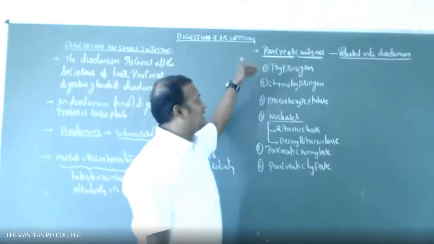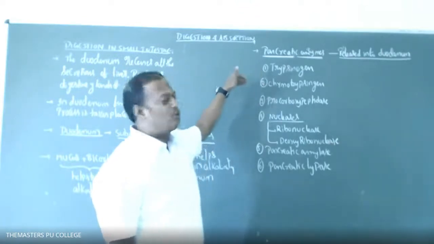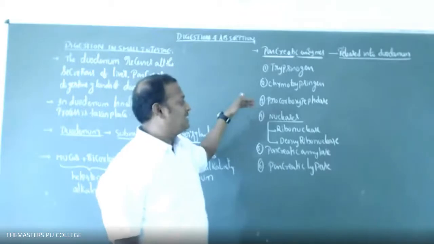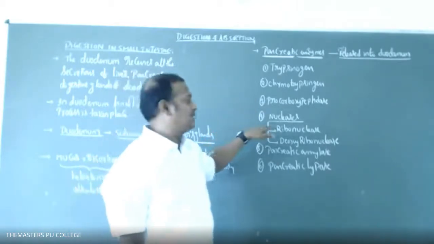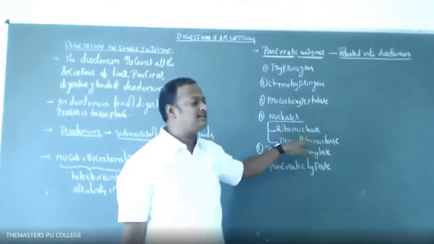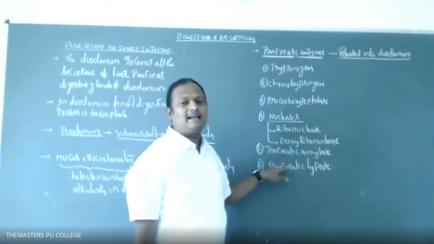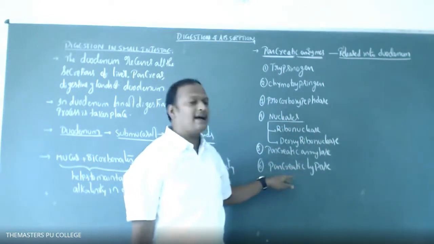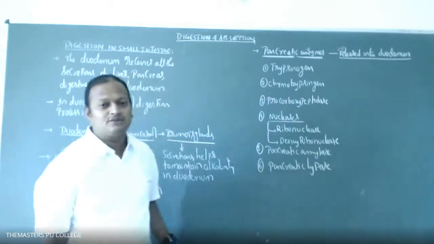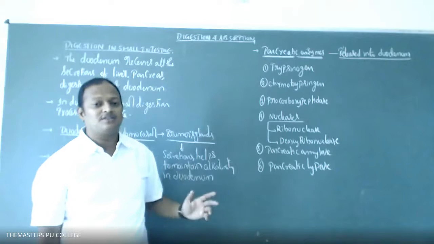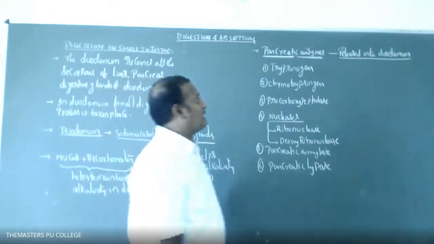Those are trypsinogen, chymotrypsinogen, procarboxypeptidase, and nucleases, that is ribonuclease and deoxyribonuclease. Next one, pancreatic amylase and pancreatic lipase. Clear, students? These are the list of the enzymes. Now, what are the functions of these enzymes?